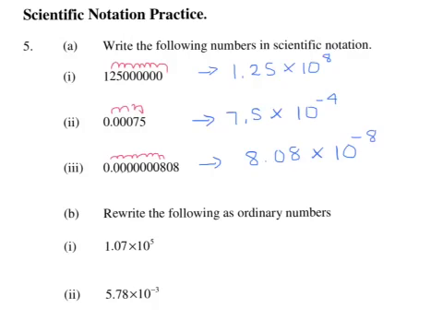To rewrite a number in scientific notation as an ordinary number, as we have here, 1.07 multiplied by 10 to the 5, that means we've got to move the decimal point 1, 2, 3, 4, 5 places. So it goes into here, and the blank positions are filled with zeros, so the number becomes 107,000.